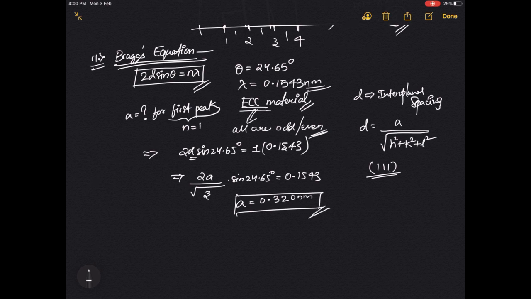I think for this also they confused us with options like 0.37, 0.35, etc. But the answer is 0.32, and this 2 is important because if you forget this, you will get 0.64 as an answer, and there is an option for that. So don't make such silly mistakes. So this answer is 0.32.